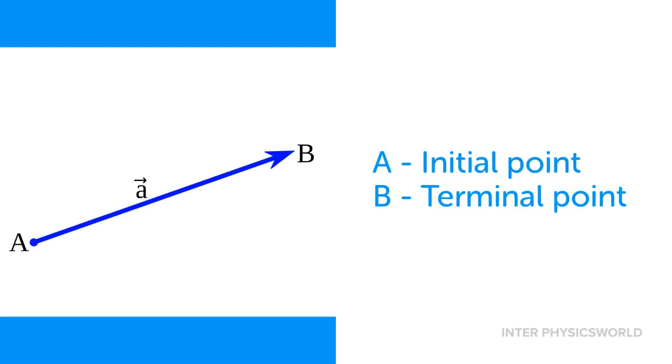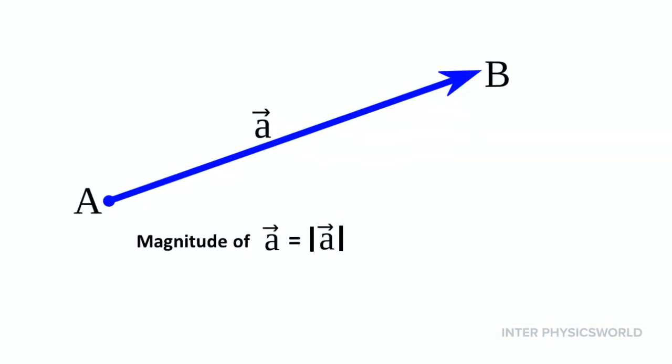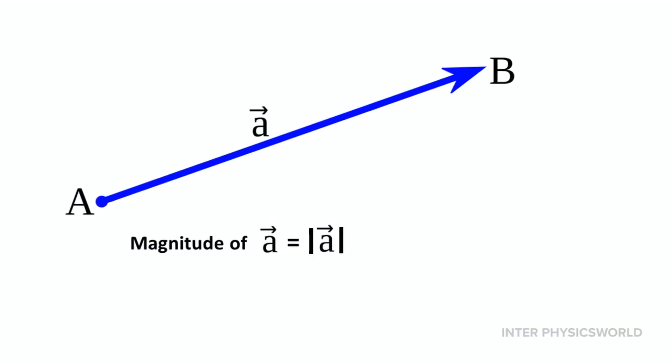The point where vector AB starts, that is point A, is called its initial point, and the point B where it ends is called the terminal point. The distance between the initial and terminal points of the vector is called its magnitude, that is the length of the vector. The magnitude of vector A bar is mod A.